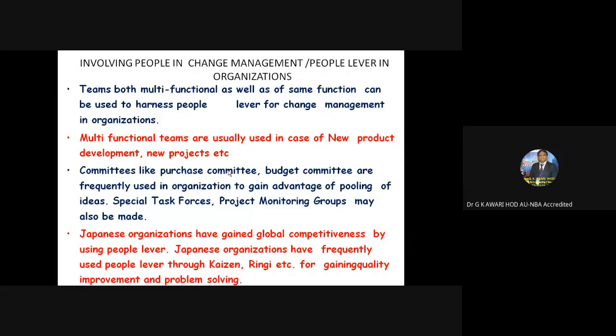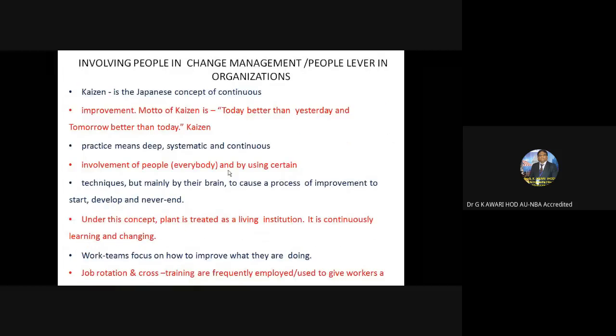Multifunctional teams are usually used in the case of new product development or a new project. Committees like the purchase committee and budget committee are frequently used in the organization to gain the advantage of pooling of ideas. Special task forces, project management, and project monitoring groups may also be there. Japanese organizations have gained a global competitive edge by using the people lever, frequently through Kaizen and Ringi, for gaining quality improvement and problem solving.